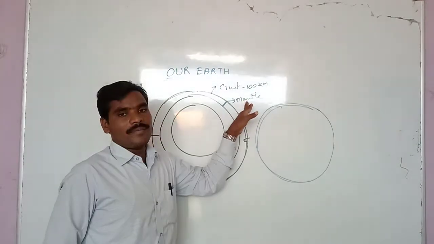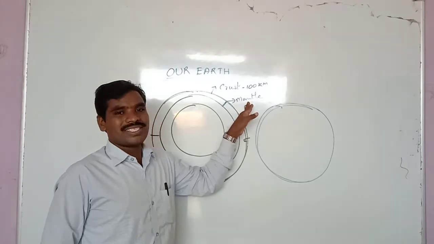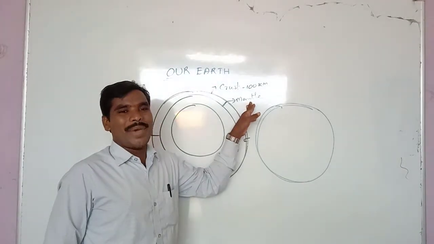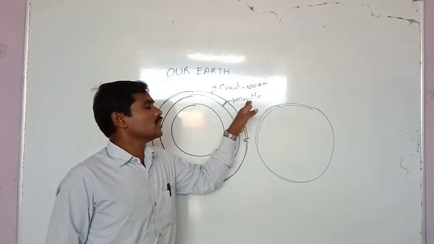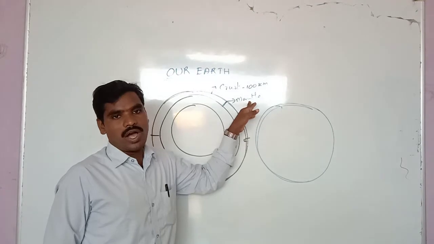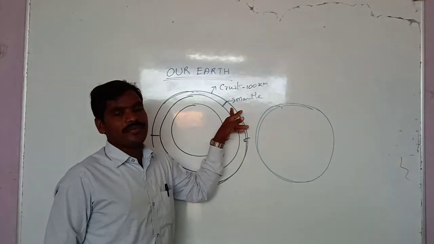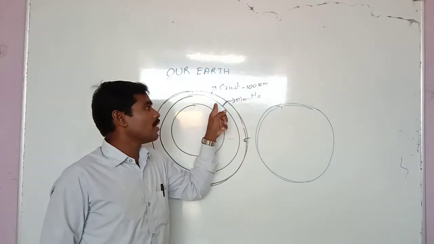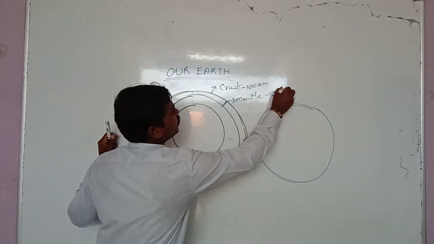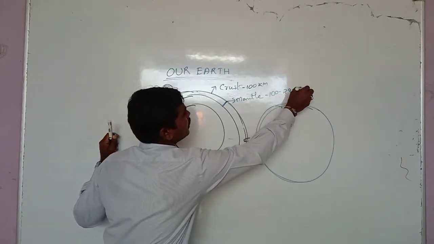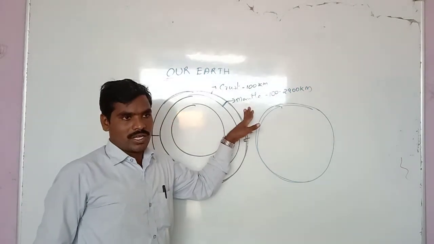In this mantle, the rocks melt and form lava or magma, which is in liquid form. Due to overheat, the rocks melt and form lava or magma. This magma or lava is always running from one place to another place in this layer. This layer extends from 100 to 2900 kilometers. So this layer is called mantle.